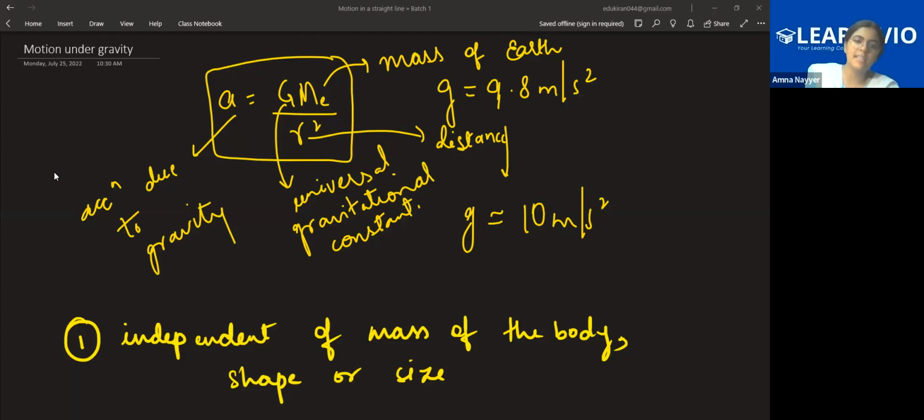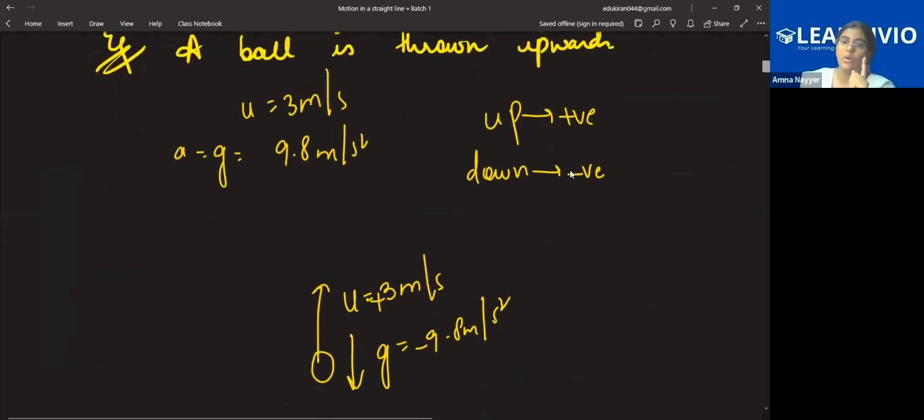Force is producing acceleration, which we call acceleration due to gravity. Now, the most important thing here is the sign conventions. So always and always take the direction of acceleration due to gravity downwards. You can take upwards positive or downwards positive, that is completely up to you. But taking acceleration due to gravity downwards is extremely important for all of you.